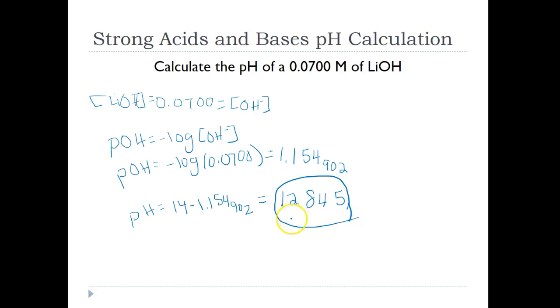So that is using the molarity of a strong base to calculate the pH. All right. So the next video is going to be over weak acids and weak bases.